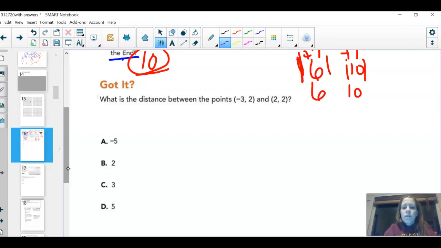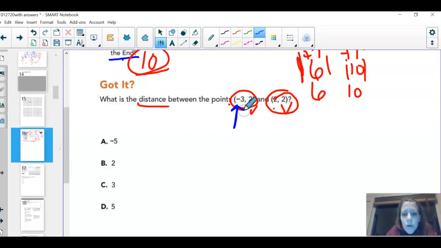Okay, now let's go ahead and see how you did. So negative 3, 2 and 2, 2. What is the distance between these 2 points? ¿Qué es la distancia entre esos dos puntos? Okay, 2 and 2 are the same. 2 y 2 son los mismos.